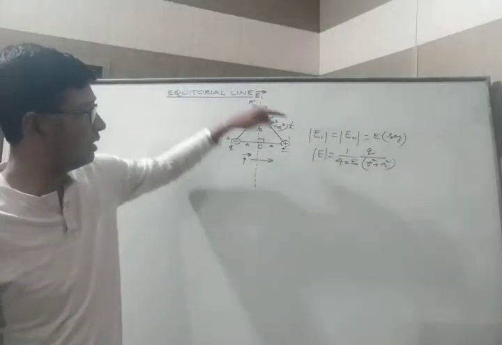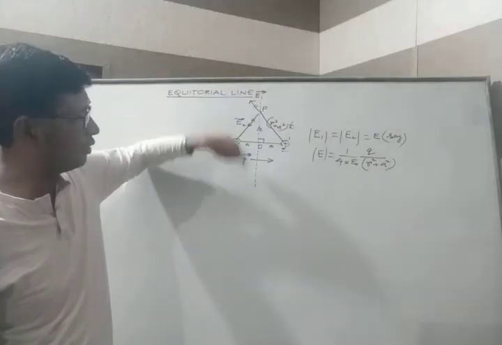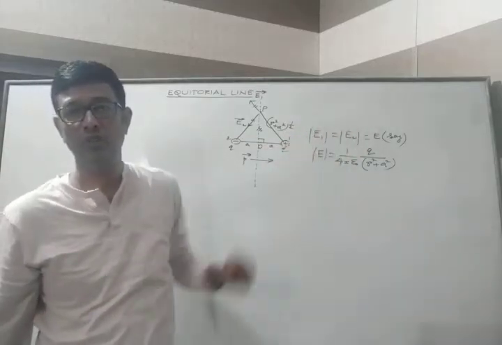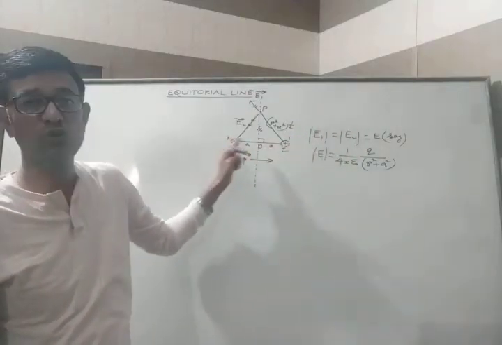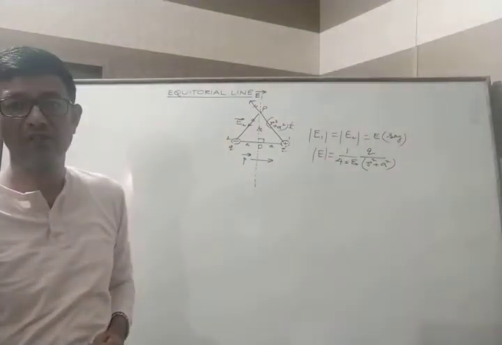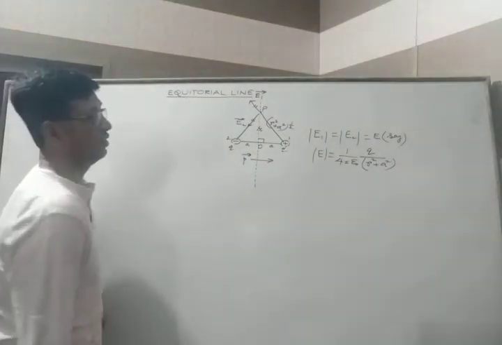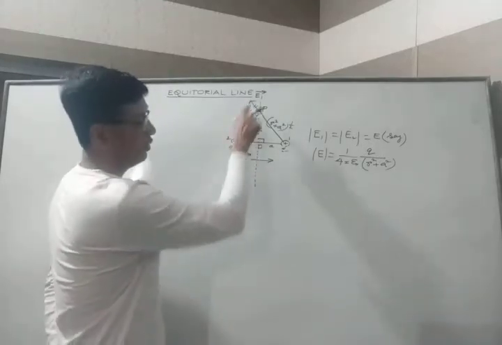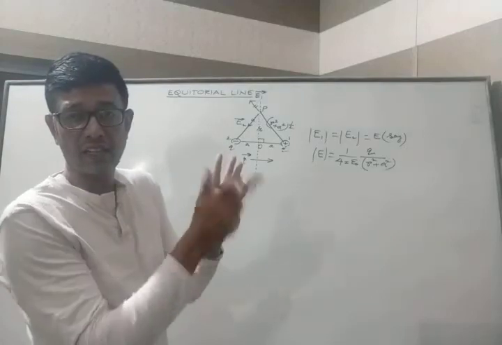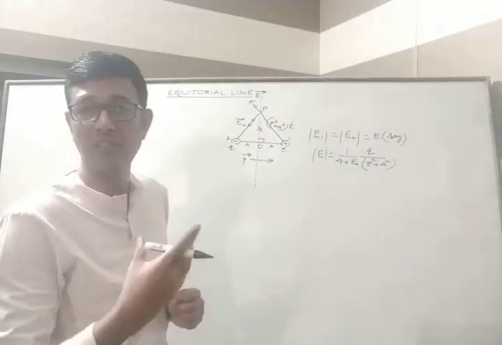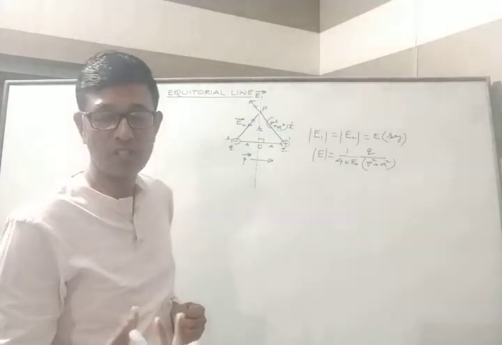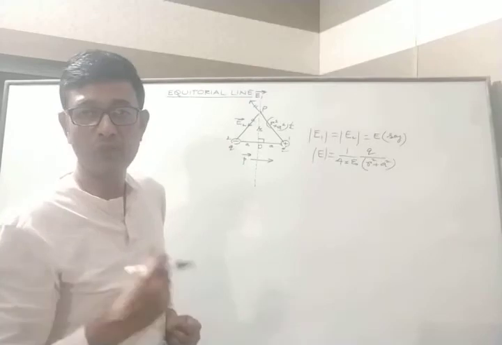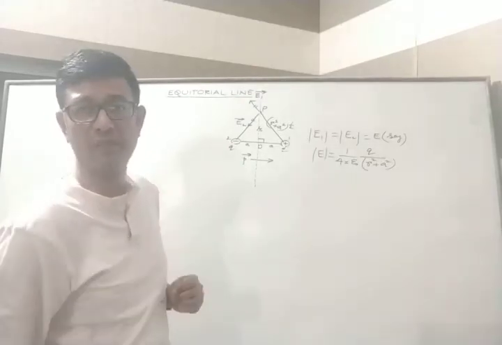So the electric field at point P on the equatorial line due to both these charges will have the same magnitude because point P is equidistant from these two charges, right? Let's find its direction now. Now as you are aware, these two are equal. Whenever two vectors are inclined at an angle theta, the magnitude of the resultant as per the parallelogram law or triangle law of vector addition is given by resultant equal to square root of a square plus b square plus twice ab cos theta. Let's make use of the same formula.